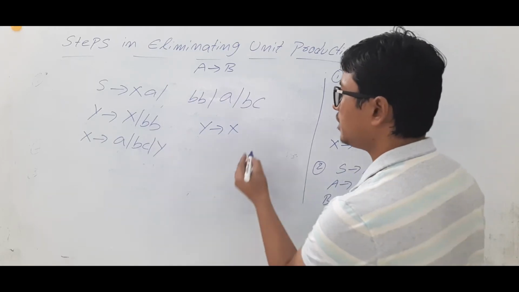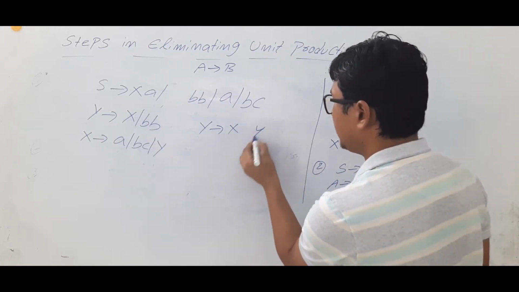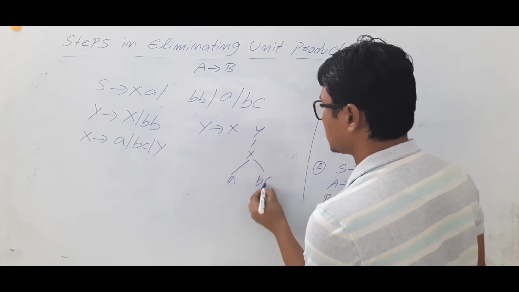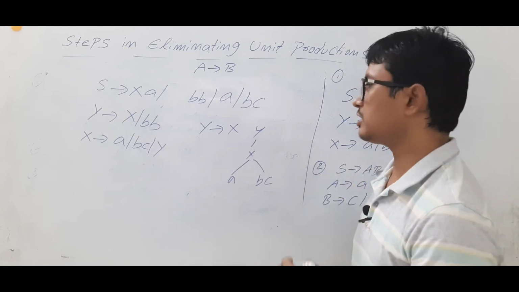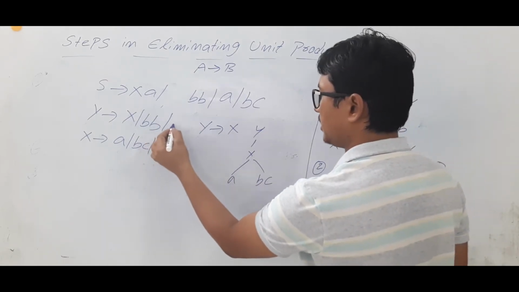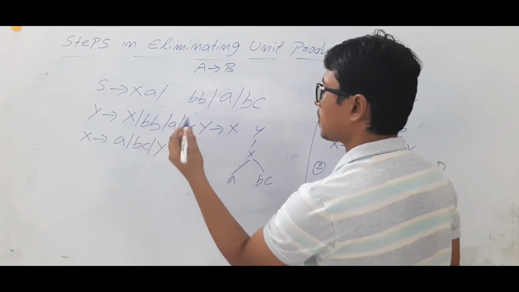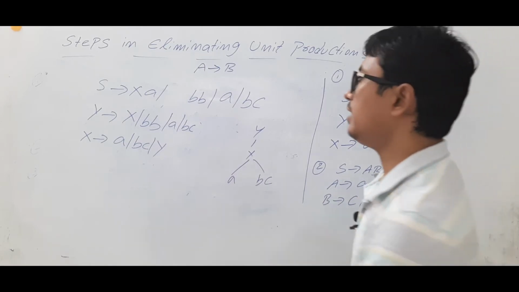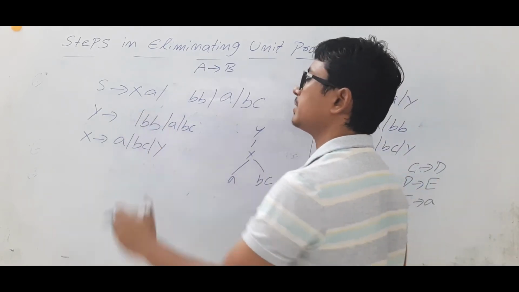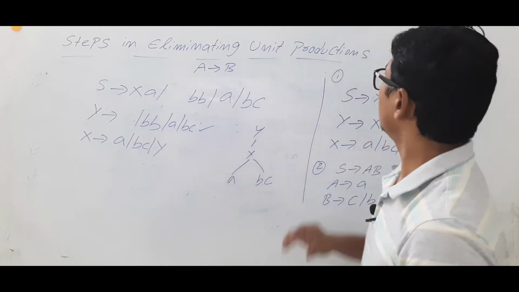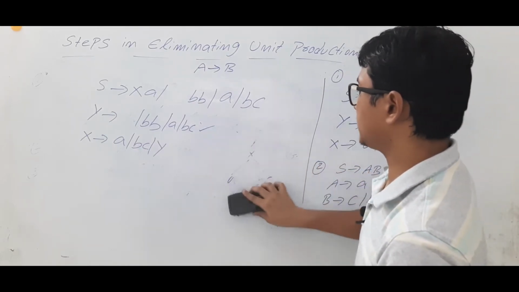Now what should I do? When I have Y determines X, X is able to determine A and BC. These are the two terminals it is doing it. So what should I do? First I need to add them. A and BC are the two productions I need to add. Then I can remove this Y determines X unit production. Okay, so we have removed the unit production Y determines X.